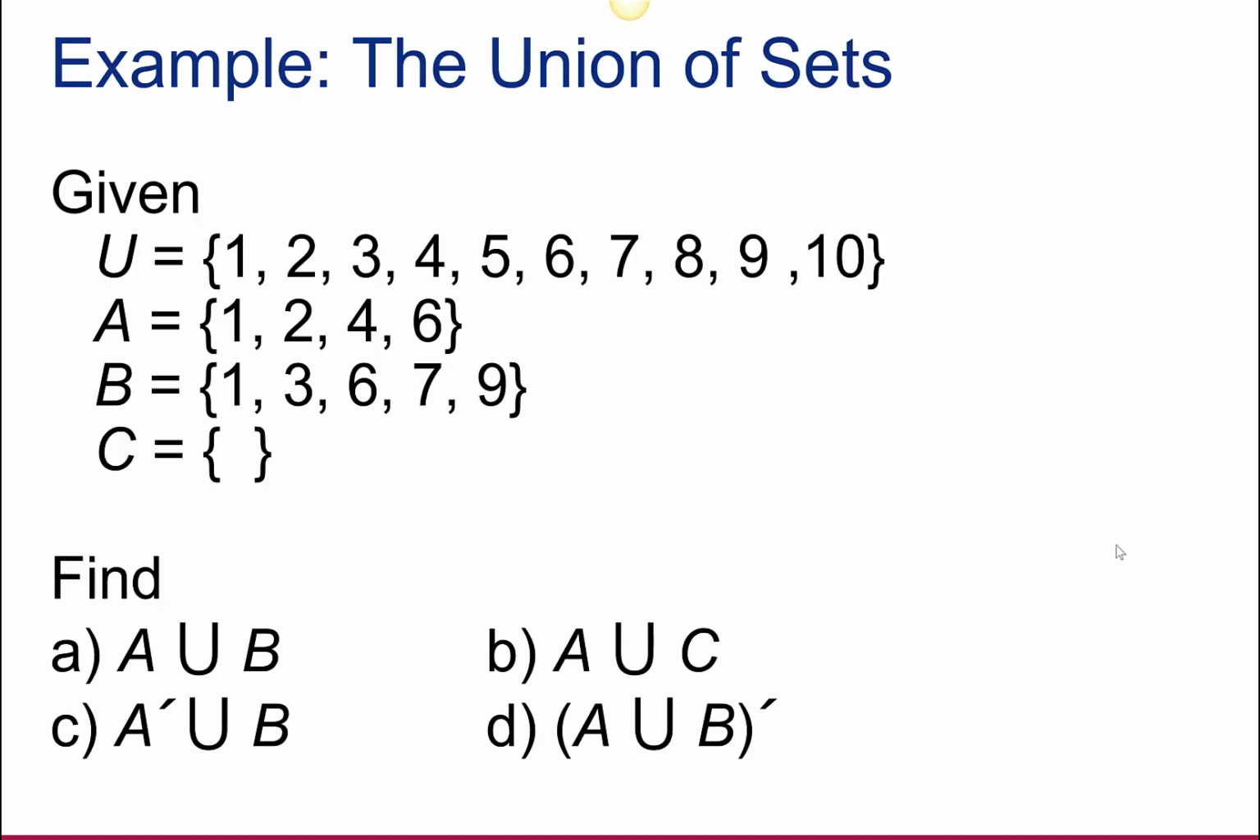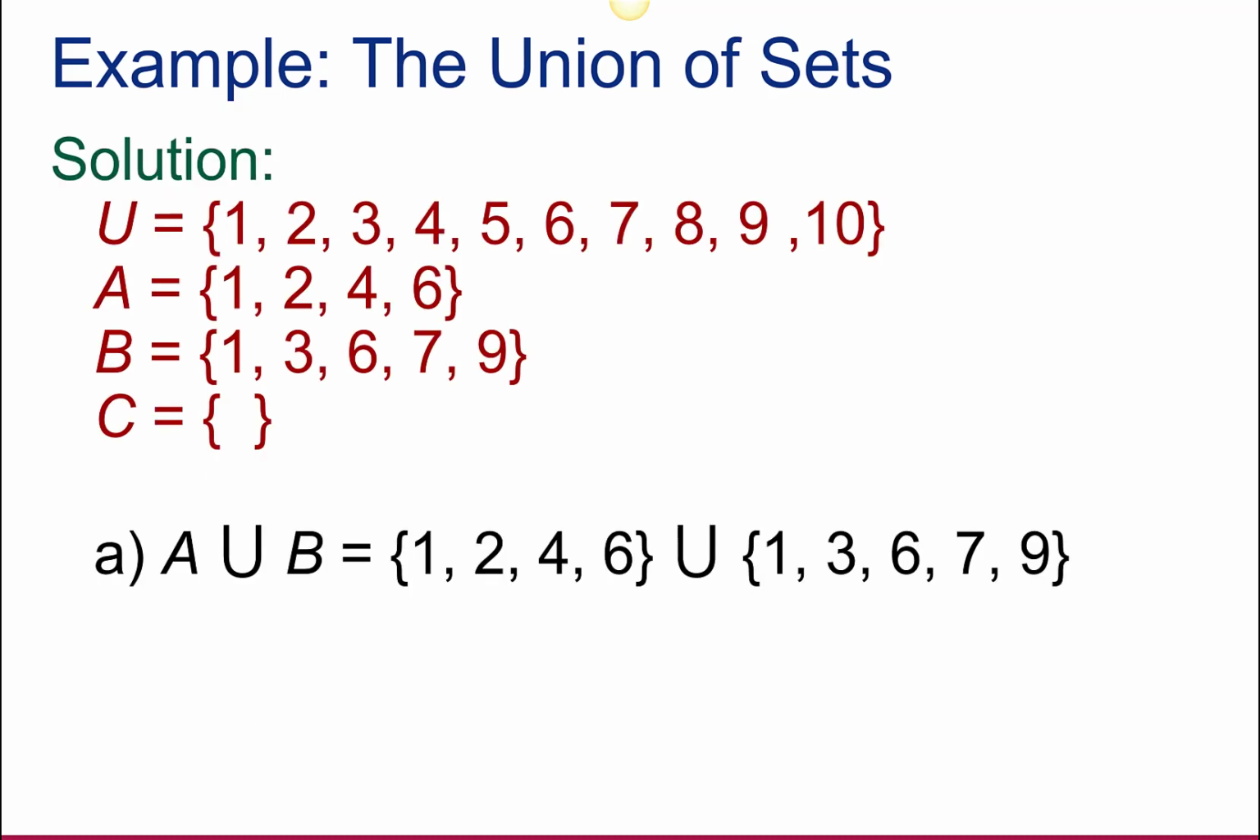So let's work an example. We've been given the universal set and then 3 sets. Let's first do A union B. Now union is kind of the opposite of intersection. We want to get all the members of set A or B or both. So we're going to put all the elements together. So we've got 1, 2, 3, 4, 6, 7, 9.